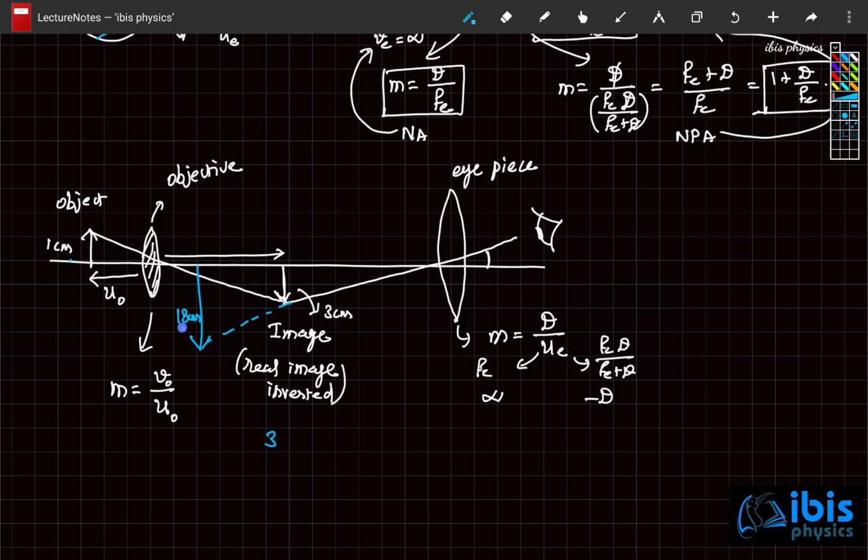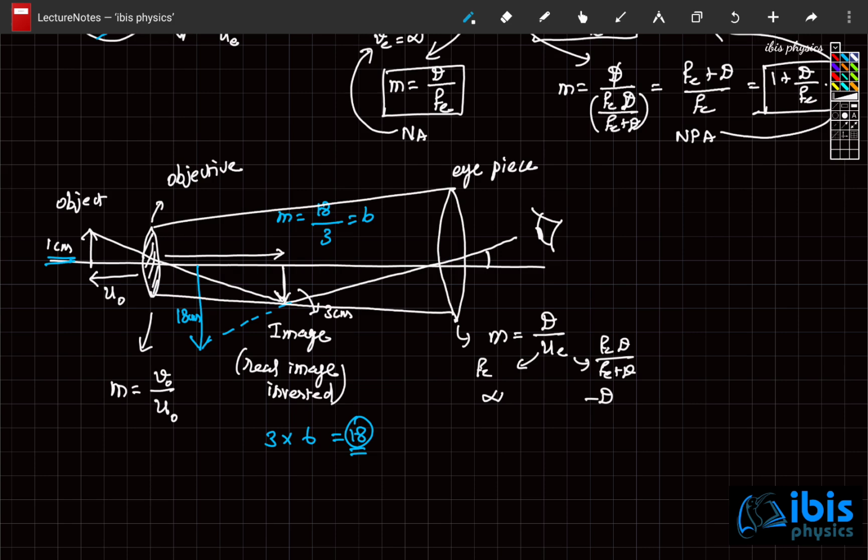So the magnification produced by the eyepiece is 18 by 3, which becomes 6. So when you multiply 3 and 6, we get 18. Then 1 centimeter becomes 18 centimeter here. Hence, this is the magnification in the case of two lenses used, which we call a compound microscope. We are using two lenses to produce magnification.